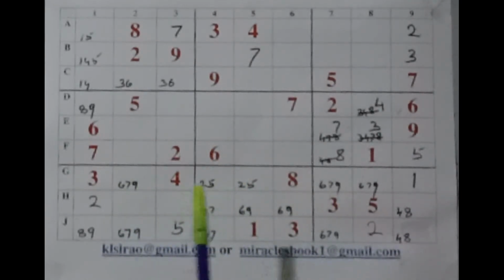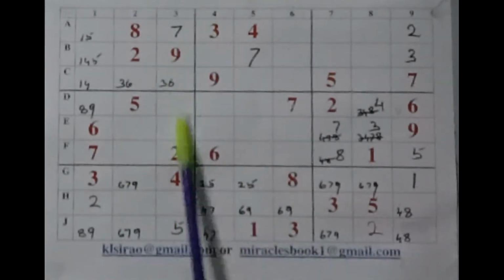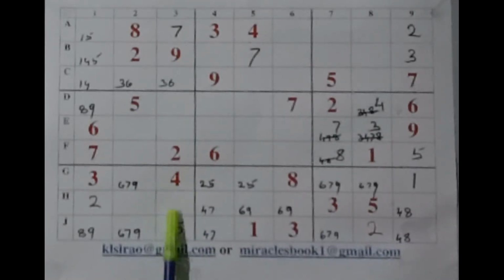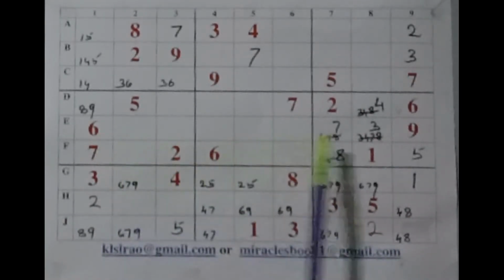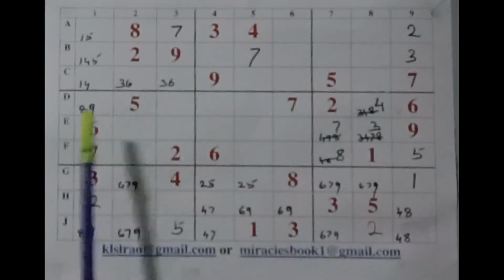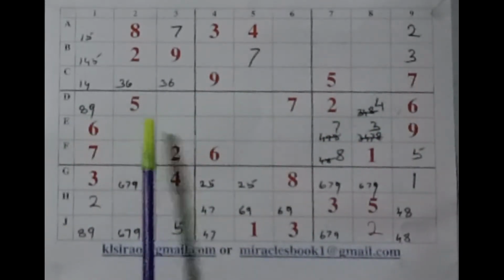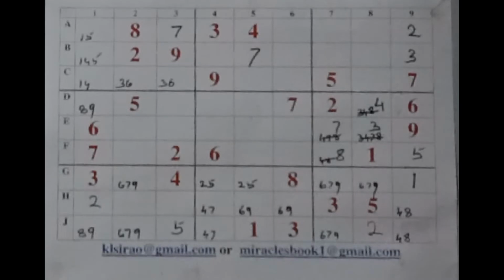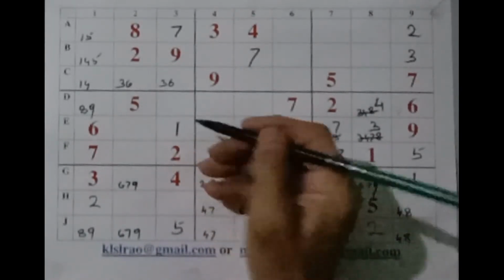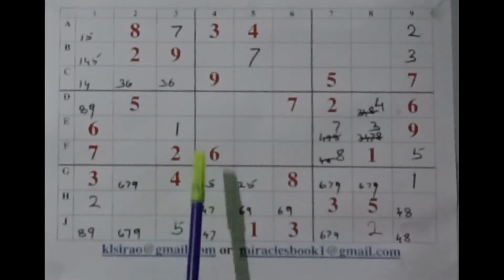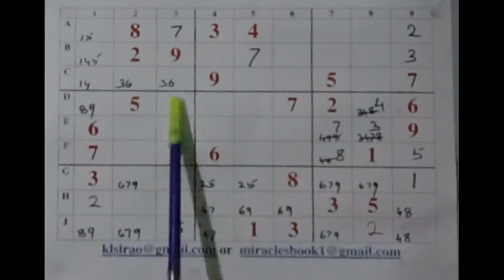Now, we have not examined these columns. Let us have a look. Look at this column number 3. It has got 4 vacancies for 1, 3, 6 and 9. Three here, six here, and nine there. This is a place for a 1. Yeah, that's the blue line trick. Now we require 3, 6, and 9 for these 3 cells.